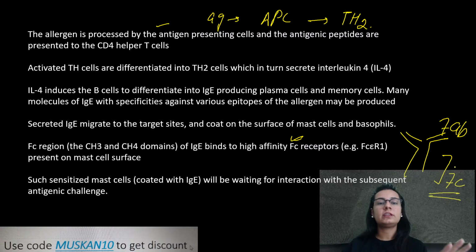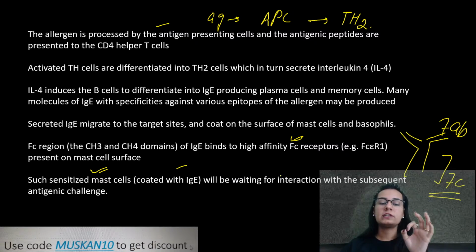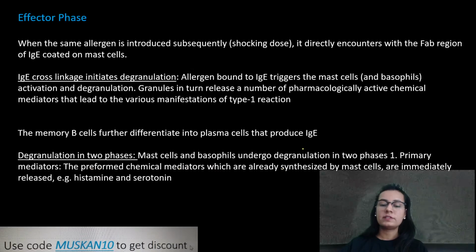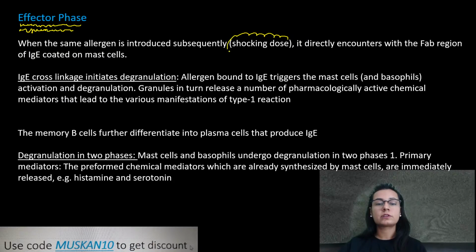कंफ्यूज होने की जरूरत ही नहीं है, सिर्फ फैब रीजन पे एंटीजन बाइंड होगा. Rest of whatever the cells that are going to attach with the antibody will always attach at the Fc region. Thus, sensitized mast cells that are coated with the IgE will be waiting for the interaction with the subsequent antigen. Now, when the same allergen is introduced, we are talking now about the effector phase.